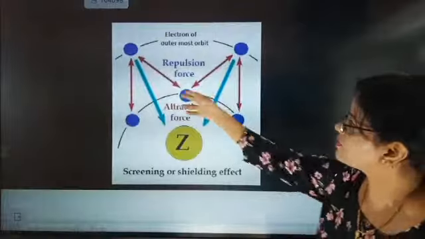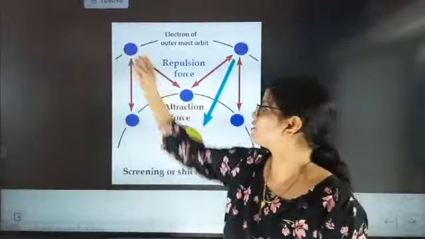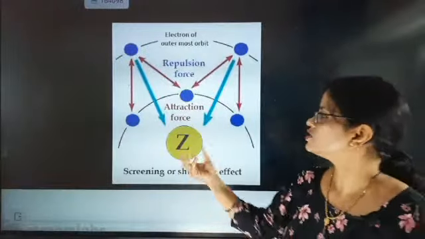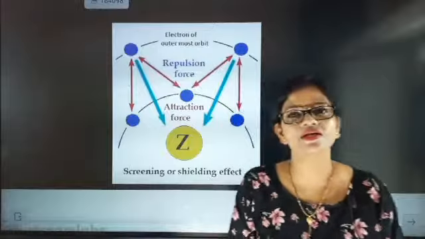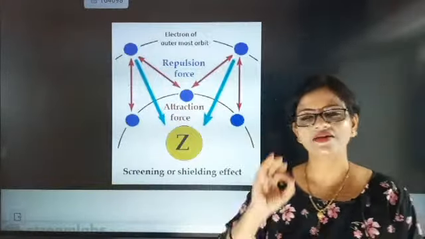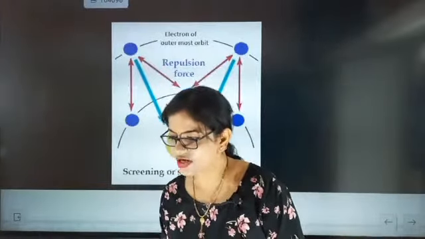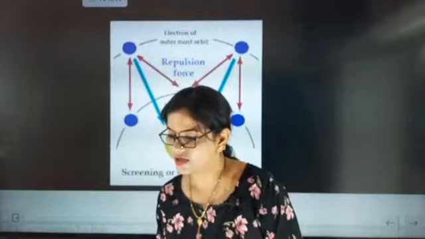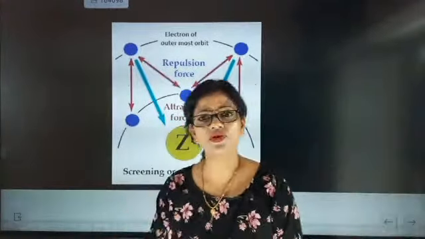I hope you understood this one. The electron repulsive force, and the electron and nucleus attractive force. The overall force that the extranuclear electrons, or the outermost valence shell electron, is experiencing is called effective nuclear charge.